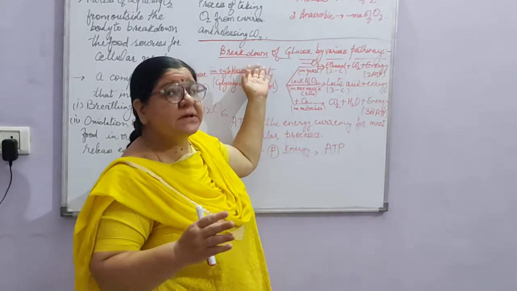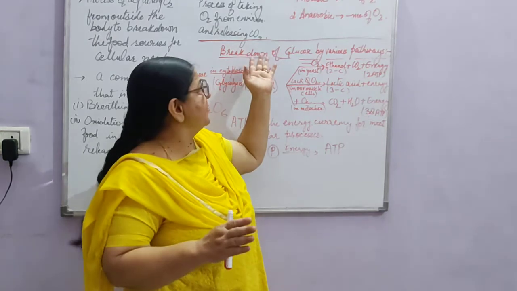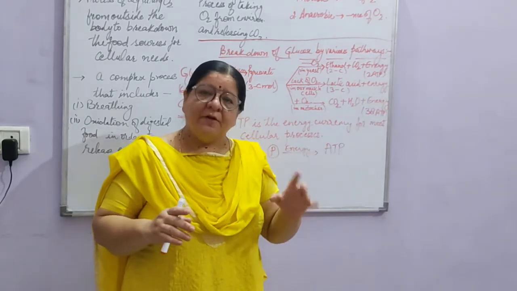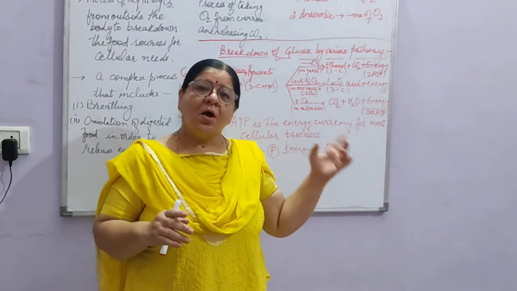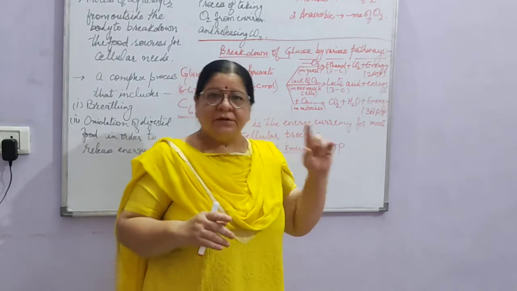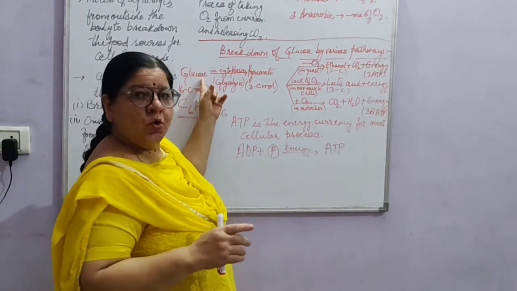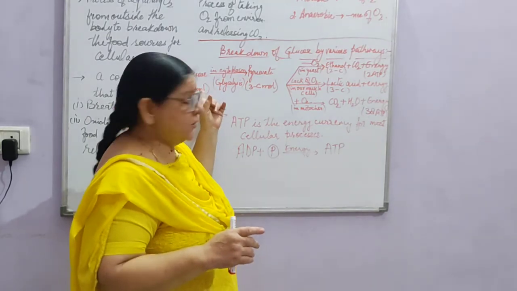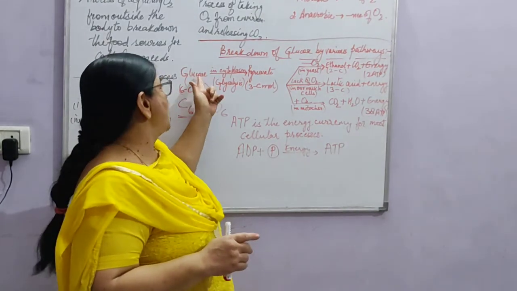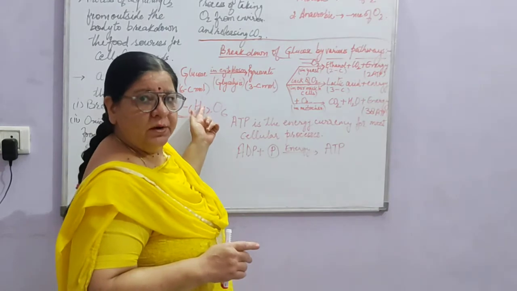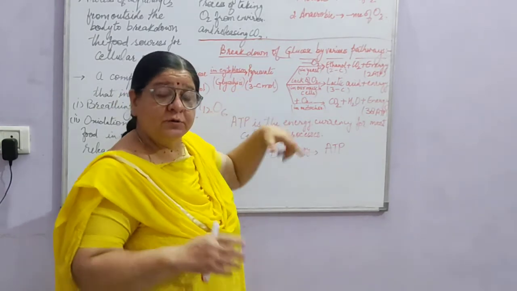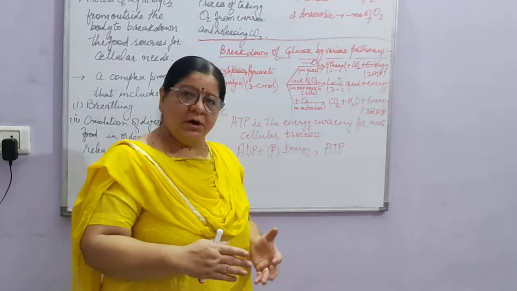So the main purpose is breakdown of glucose. So this breakdown of glucose takes place by various pathways. But whether it is in the presence of oxygen or in the absence of oxygen, the first step remains the same. The first step is the breakdown of glucose, which is a 6 carbon molecule, that is C6H12O6. So glucose is a 6 carbon molecule. It turns into pyruvate, which is a 3 carbon molecule. So what is pyruvate? It is a 3 carbon molecule, right?